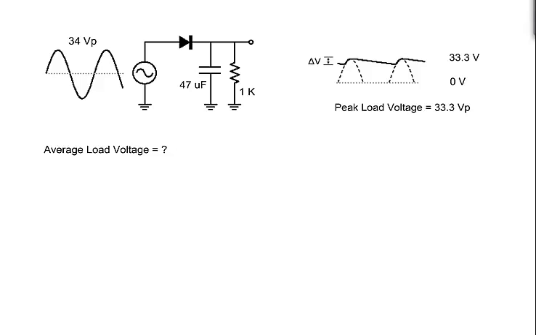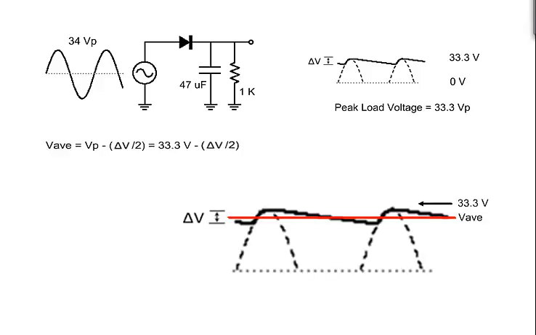The peak voltage is still 33.3 volts. But what is the new value of the average voltage? If you draw a line through the middle of the ripple voltage, you can see that the area of the curve above the line in the first half cycle is equal to the area below the line during the second half of the cycle. That means the average voltage is the peak voltage minus 1/2 of the ripple voltage. All that is left to find is the peak-to-peak ripple voltage. We can then plug it into the equation and find the average load voltage.